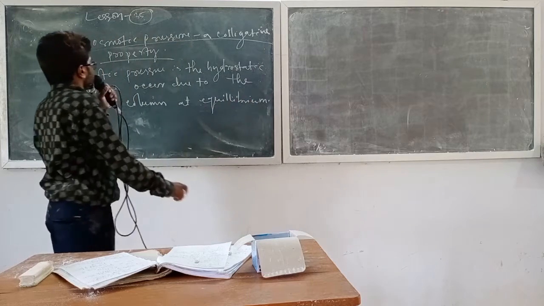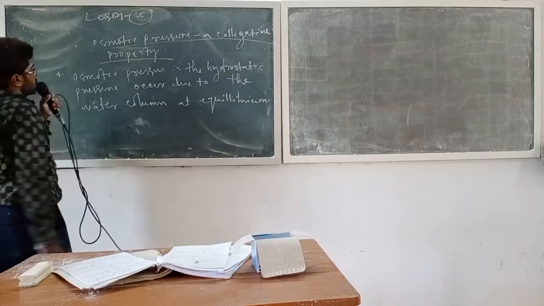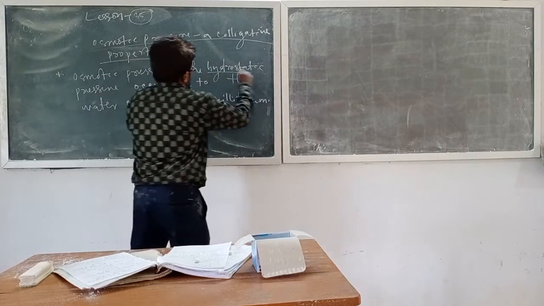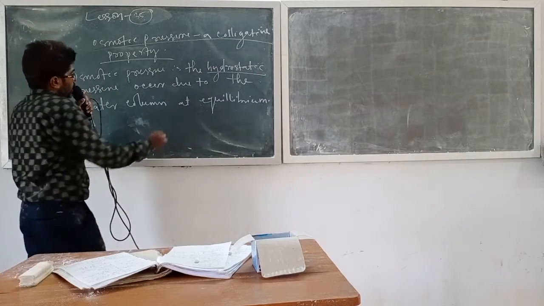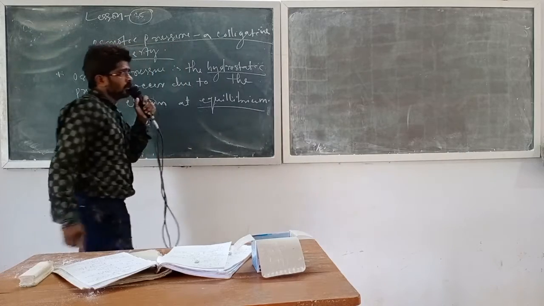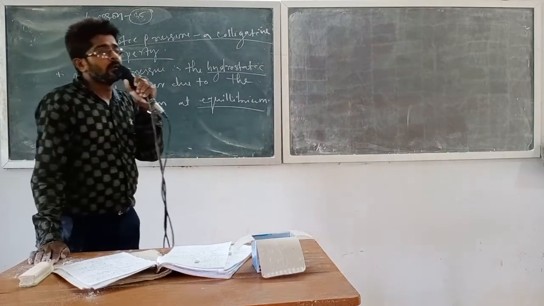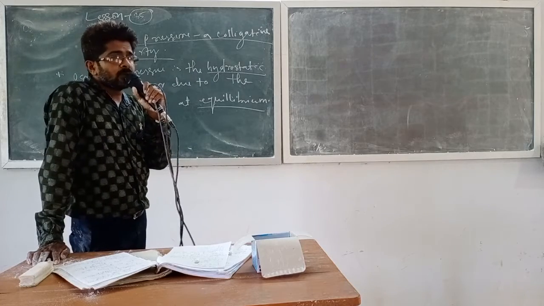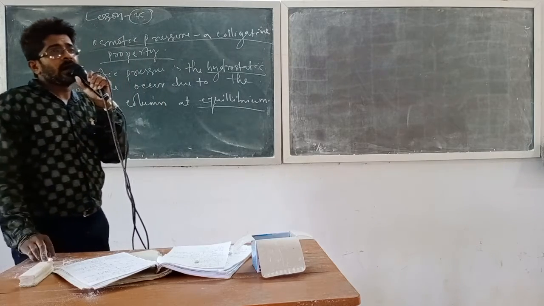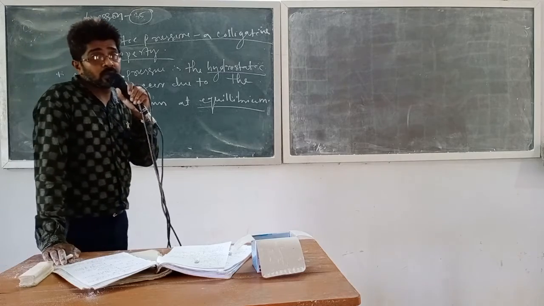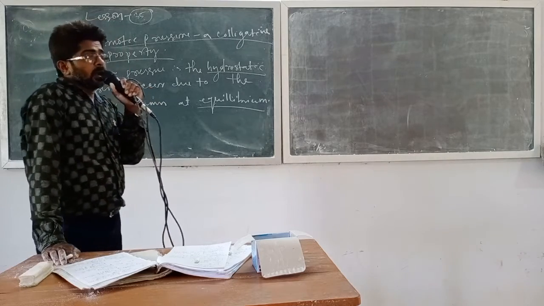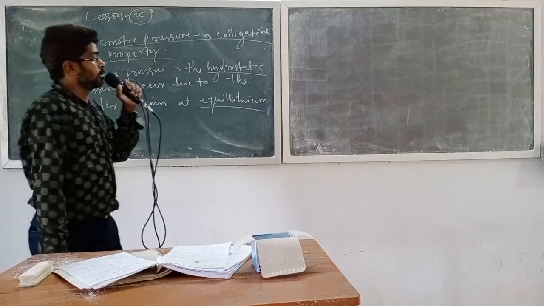So osmotic pressure, another definition, is that it is a hydrostatic pressure that happens during the equilibrium. That means when water moves from the solvent side to the solution side, after maintenance of the equilibrium, a water column at the solution side will arise which exerts the pressure.